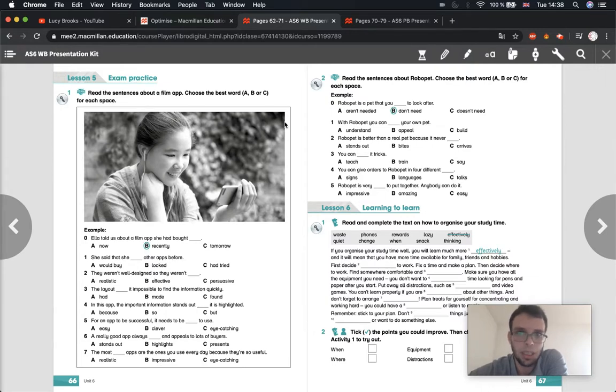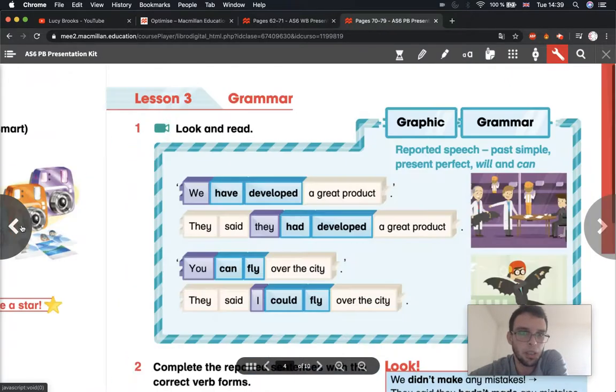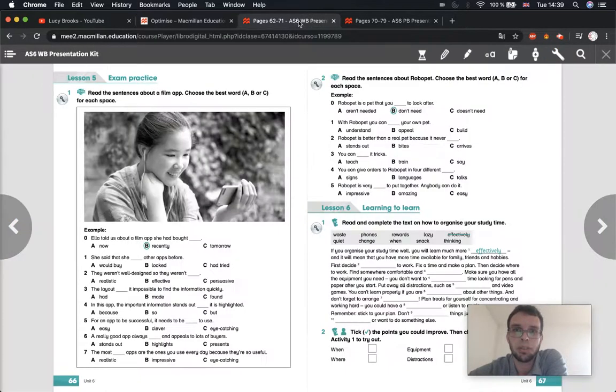Now these exercises are in the same style as the official Cambridge exam, so it's good practice. They test some of the grammar and the vocab that we did over this unit. If you don't remember the grammar, what we did is some reported speech. Things like this, right? So we have the direct speech, we have developed a great product, and then the reported speech where we have to change the verb tense. So we're testing that, and then the vocabulary words.